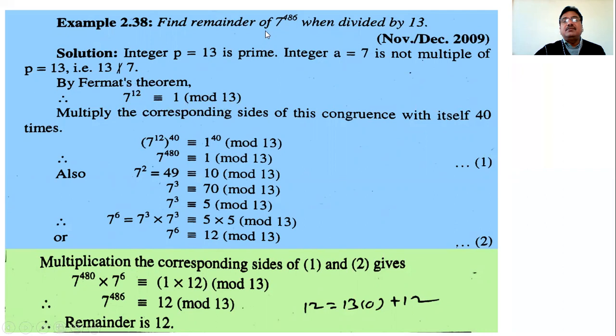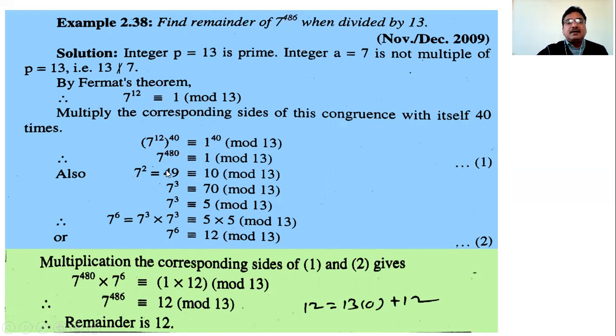And the power of 7 is 486. So multiply this 12 by such a number that we get the number nearest to 486, and that is 40. That is, taking the 40th power of both sides: 7 raised to 12 raised to 40 is 1 raised to 40, congruent modulo 13. And A raised to M raised to N is A raised to M into N. So 7 raised to 480 is congruent to 1 modulo 13.